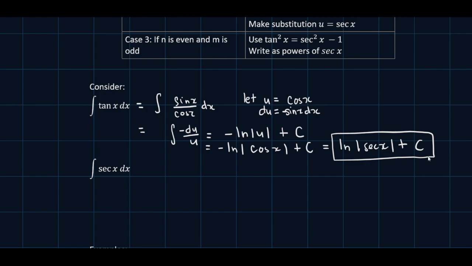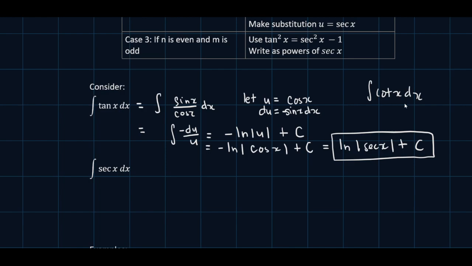Okay? Now, the same approach is done when we want the integral of cotangent x dx. So, I'll leave this to you as an exercise. All you have to do is write this as a ratio, cosine x over sine x.